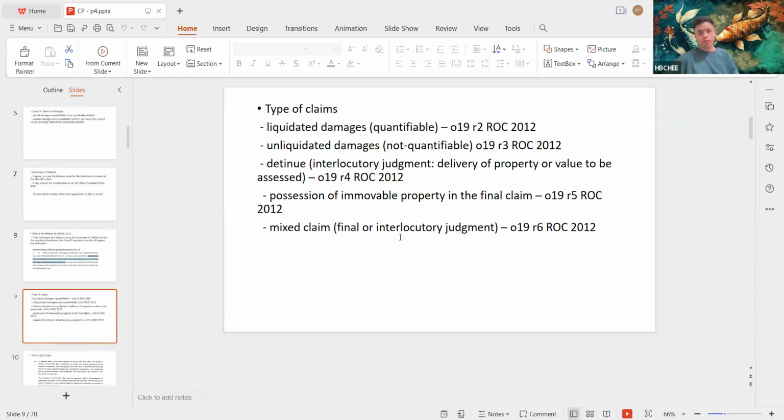So when it comes to the judgment in default under Order 19, you may claim for the following. Firstly is the liquidated damages, quantifiable. Then the non-quantifiable one, and then the detinue. Detinue, to me, I feel a bit unsure because my English is not that good, so I did some research, and this is what I found. Interlocutory judgment, like delivery of property of value to be addressed, and then possession of immovable property in the final claim. It's given under Order 19 Rule 6.